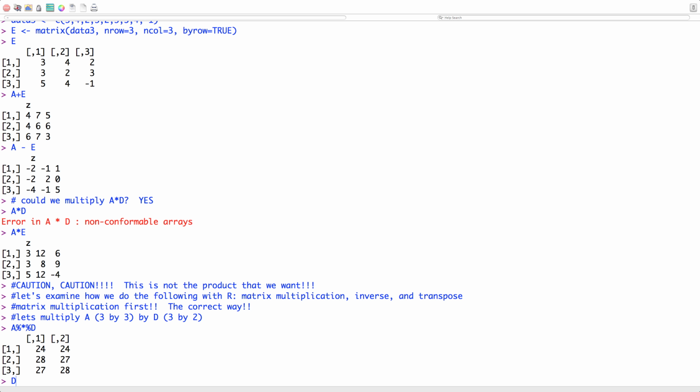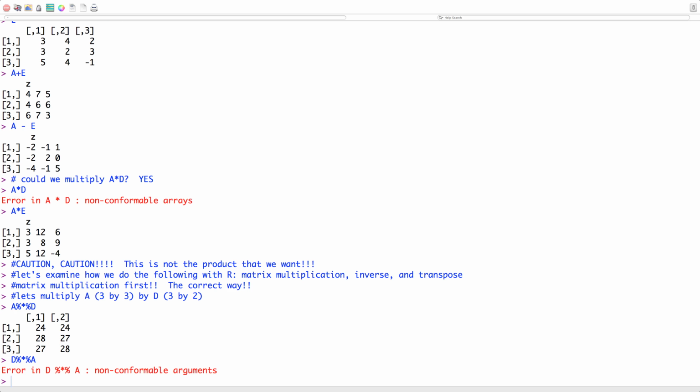Now, what do you think is going to happen when I try this? Now, we typically live in a commutative world, right? 2 times 3, same thing as 3 times 2. But you're going to see in matrices that we don't have that because, again, matrix D is a 3 by 2, while matrix A is a 3 by 3. So guys, the columns of the first matrix and the rows of the second matrix don't jive. So the product doesn't exist.